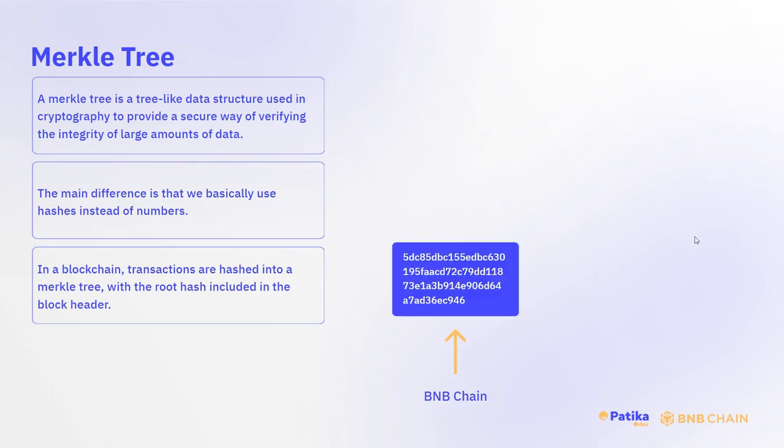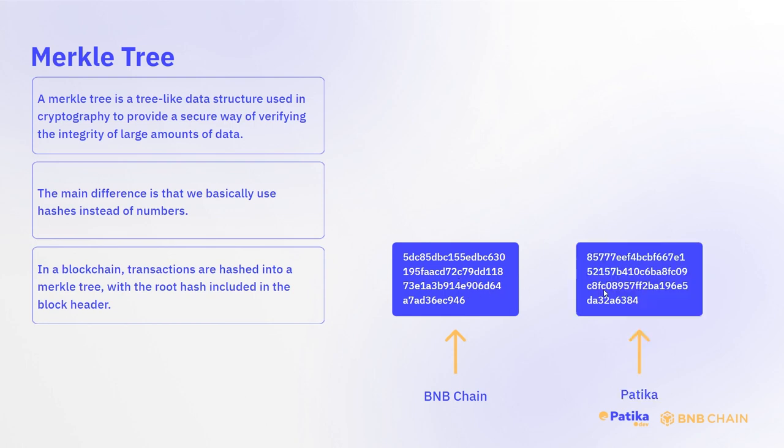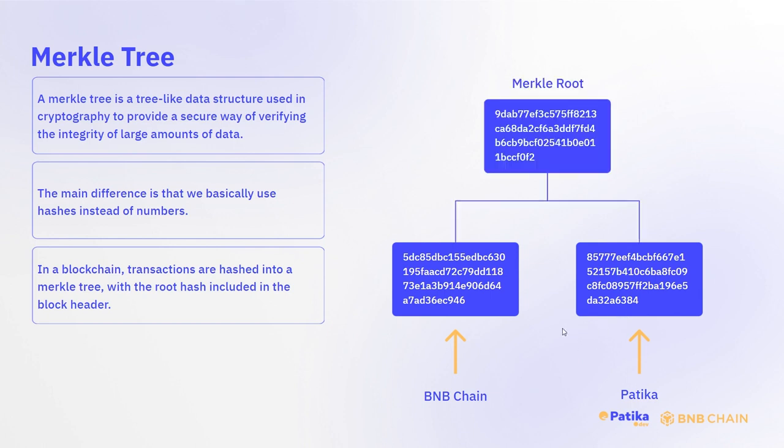For example, we have the text BNB chain, and we hashed it using the SHA-256 hashing algorithm, and we got this hash value. You can also find it using this algorithm. So also for Patika, we got this hash value, and we grouped them into pairs to get a Merkle root. Then we can store it in our block header, and this is our Merkle root. We just hash these values. We can write them one after the other and get this value.